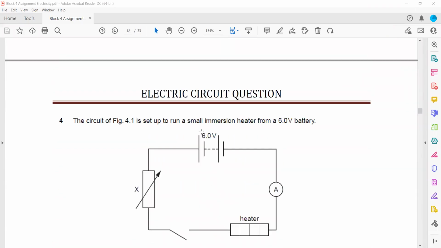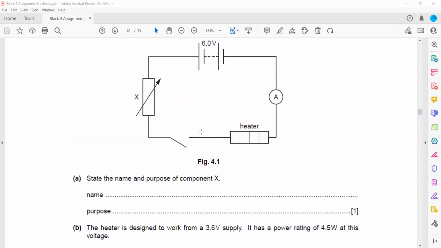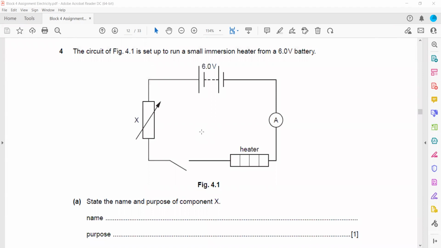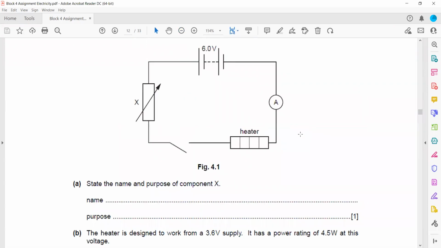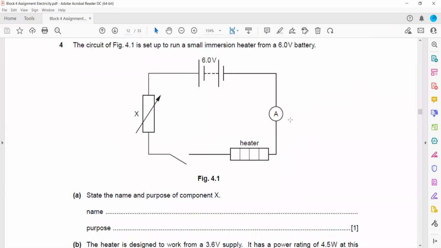So for electricity, the important thing is that you learn the formulas. Once you learn the formula and you have an understanding of a circuit, then you can solve questions related to electricity. Now in circuit 4.1, a small immersion heater is there, which is 6 volt. State the name of component X. So what is this component X? This is actually a variable resistor.